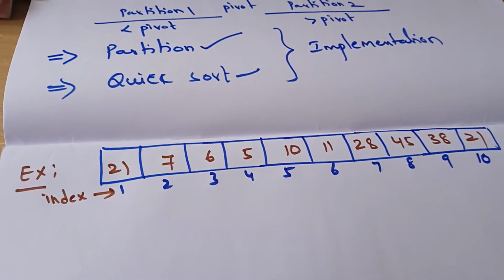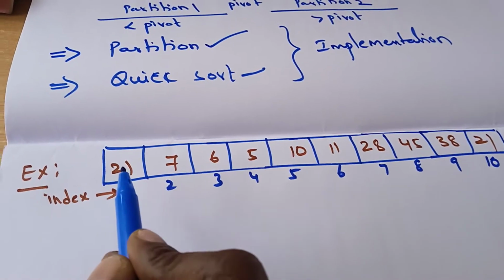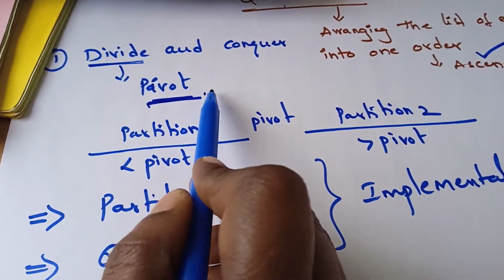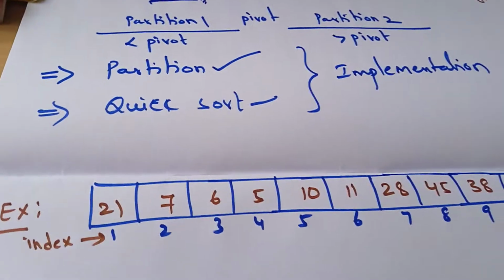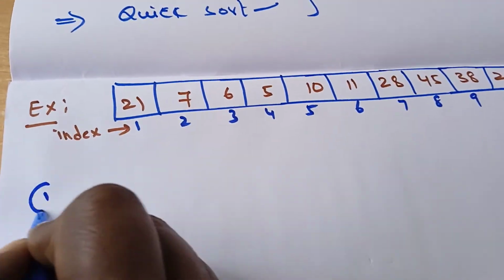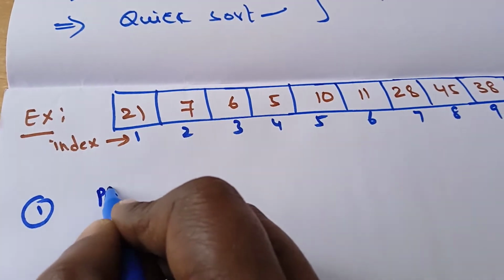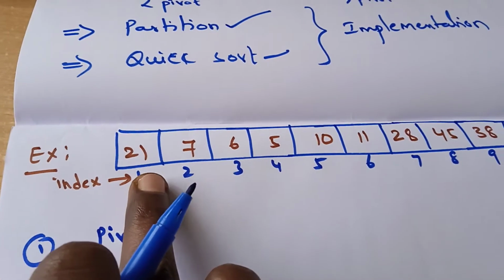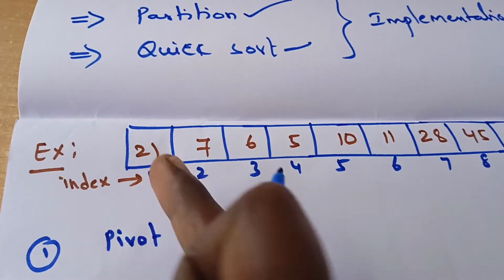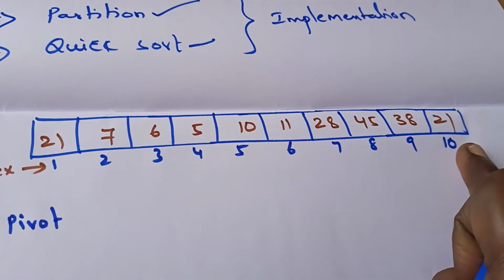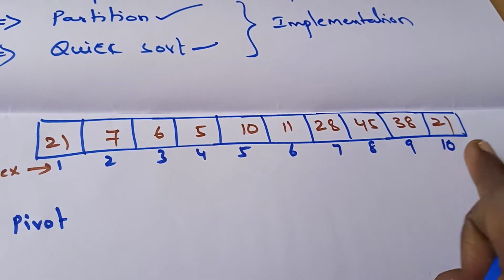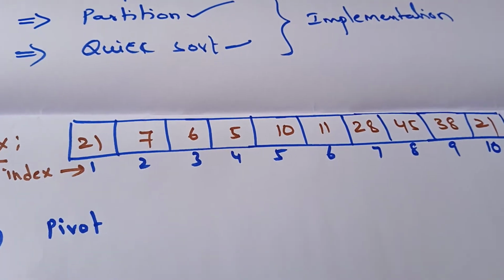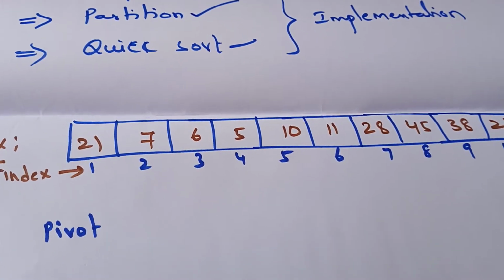Now, I told you that the pivot element is the root point, the key role, of your quicksort. I can consider the first element as the pivot element, or the last element can be the pivot element, or any element in the list can be considered as the pivot element.